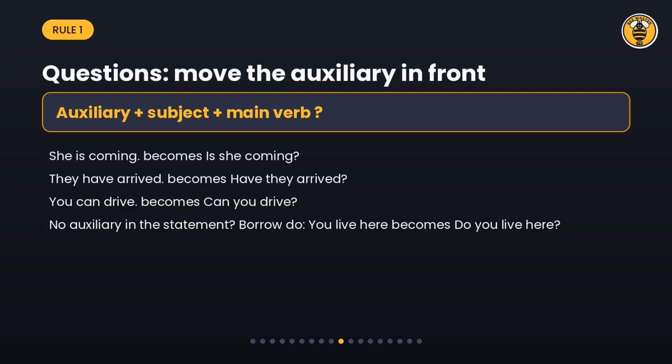Now the 4 rules that make auxiliaries genuinely useful to you. Rule 1. To make a question, move the auxiliary in front of the subject. She is coming becomes is she coming. They have arrived becomes have they arrived. You can drive becomes can you drive. The pattern is always the same. Auxiliary, subject, main verb. But what if the statement has no auxiliary at all? Then you borrow do. You live here becomes do you live here?